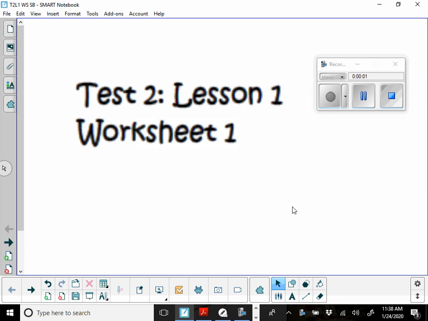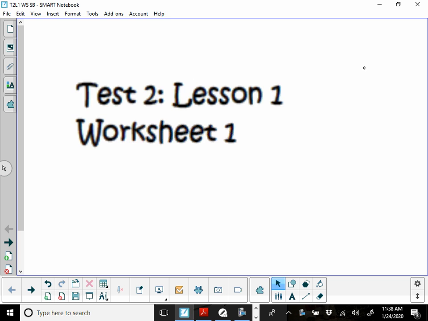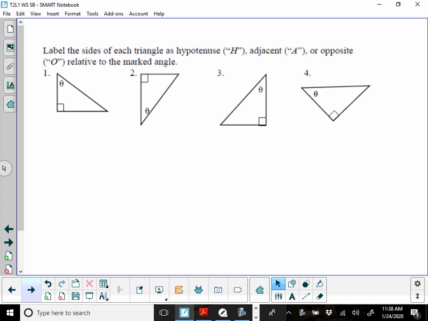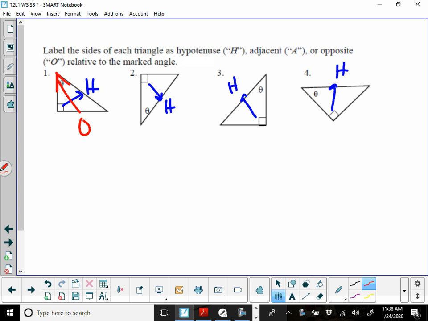Okay, looking at Test 2 Lesson 1 Worksheet 1. We're going to start with the first ones, just labeling opposite, adjacent, and hypotenuse. Remember, your hypotenuse is always across from your 90-degree angle. So you should be able to label your hypotenuse on every single problem first, okay? Then in reference to the angle they give you is what you're going for from there. The opposite side is opposite the angle, and the adjacent side is adjacent to the angle.